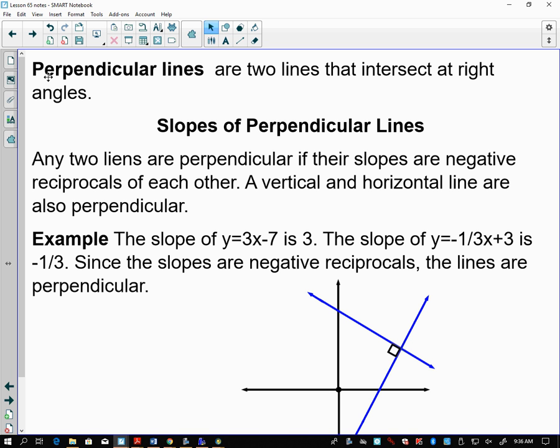Here we have a quick example. We have the equation y equals 3x minus 7. That slope is 3. We have another equation, y equals -1/3 x plus 3. It has a slope of -1/3. Since those slopes are negative or opposite reciprocals, the lines are perpendicular. Questions so far? We get it?